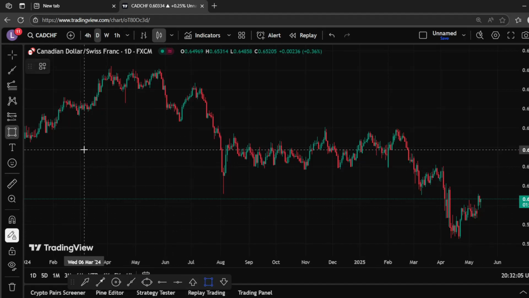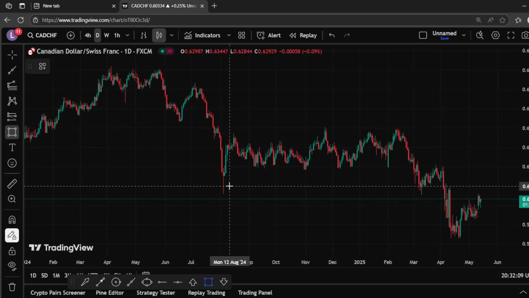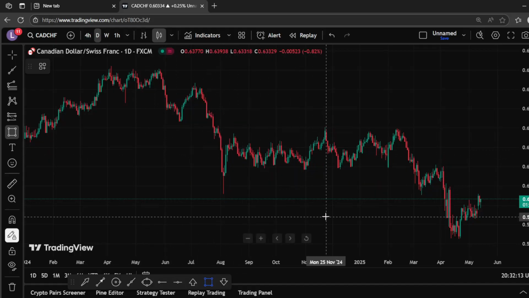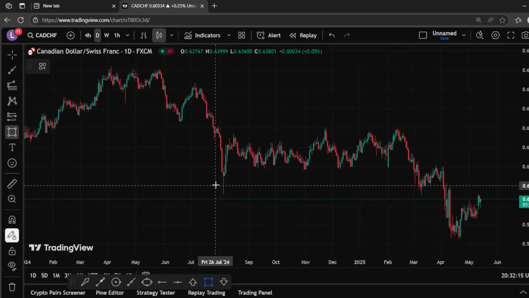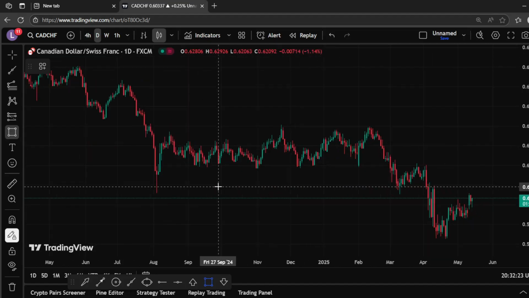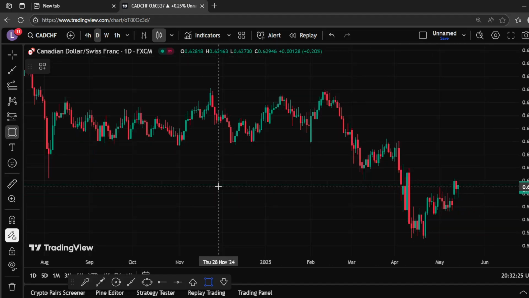So the first thing I do always is identify the trend. And as you can clearly see, we are downtrending on this daily time frame. When we're downtrending, you look for a consolidation at the bottom of the trend.